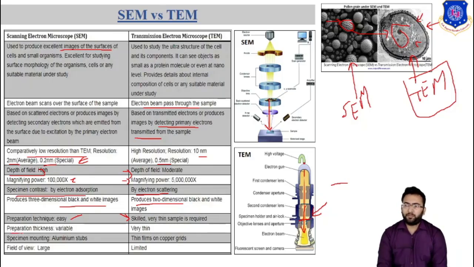In SEM, the preparation thickness is variable and might change, whereas in TEM the thickness of the sample is very thin. In SEM the specimen is mounted on an aluminum stub, whereas in TEM a thin film on a copper grid is provided. In SEM the field of view is very large, whereas in TEM the field of view is very limited. So this is the basic difference between scanning electron microscopy and transmission electron microscopy.